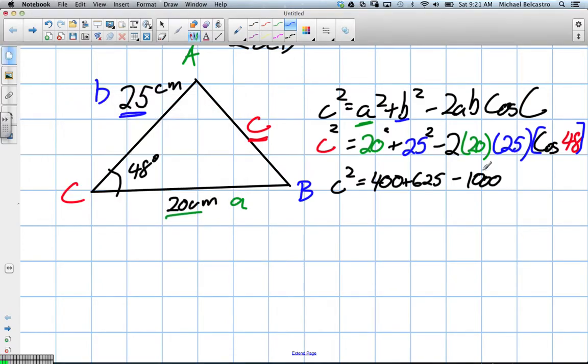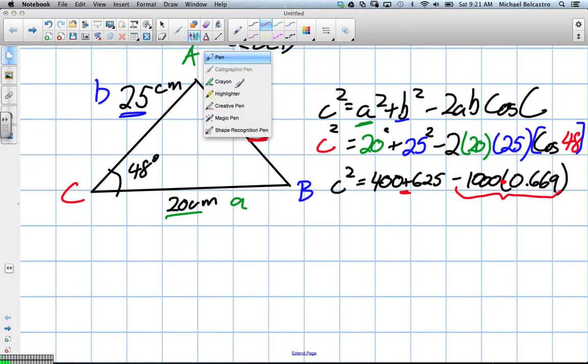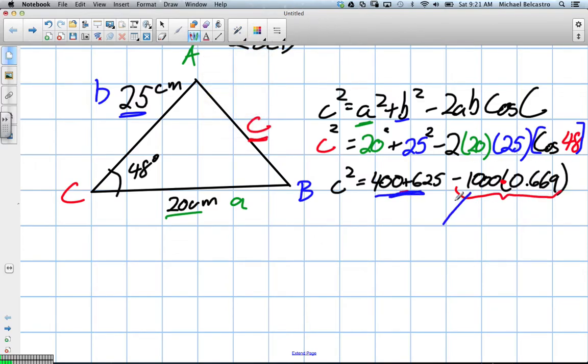0.669. Perfect. So it's 1,000 times 0.669. Now, according to BEDMAS, and this is where a lot of students make an error with cosine law, this is addition. Here, this sign is multiplication. So the first thing we have to do is actually do this multiplication. And a lot of students make the error of adding this and then subtracting 1,000, which we can't do. We actually have to do the multiplication here first.